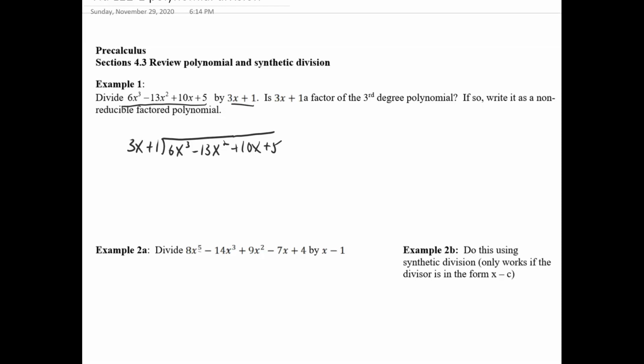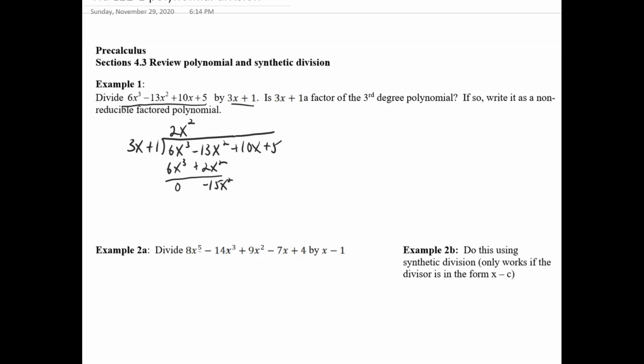So we ask ourselves the same kind of question. It's a little bit different with polynomials, but it's very similar. We want to know, what do we multiply 3x by to get 6x cubed? We're just looking at that first part. And the answer is 2x squared. And now that we have that, we're going to multiply the whole binomial by that 2x squared. So 2x squared times 3x is 6x cubed. 2x squared times 1 is 2x squared. Now, the next step is we subtract, right? 6x cubed minus 6x cubed is 0. Negative 13x squared minus 2x squared is negative 15x squared.